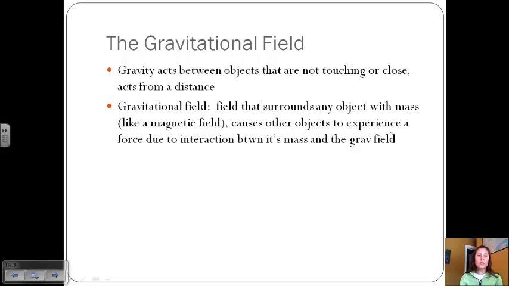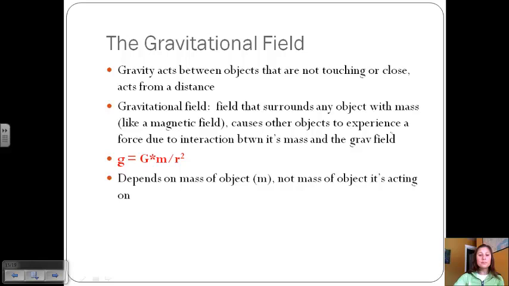So when we talked about the universal law of gravitation, we talked about the relationship between mass and the distance between the objects. And that's what we're talking about here. So there is an equation we can use to find the gravitational field, and that is due to the gravitational constant times the mass divided by the radius squared. So how far away are those objects from each other?